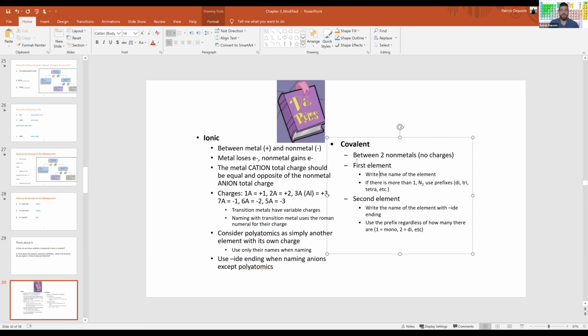Covalent, between two nonmetals, no charges. It's not dictated by charges, but there are charges involved, which we'll talk about when we talk about intermolecular forces. But for the first element of covalent, you write the name of it. If there is more than one, you write the prefix, such as N2O would be dinitrogen monoxide. The second element, you write the name of it with the IDE ending, and you always use a prefix, regardless of how many there are.